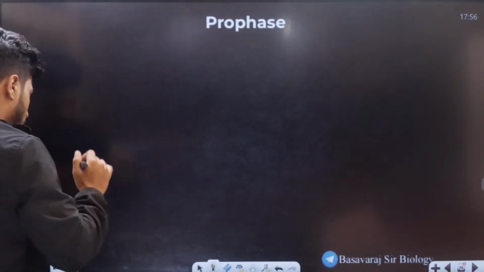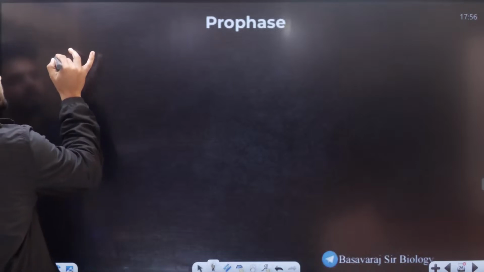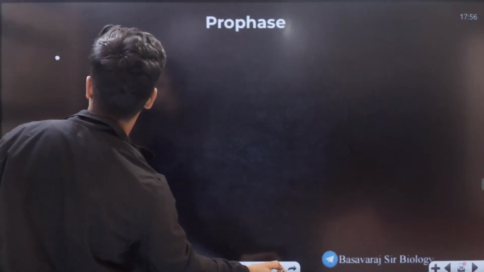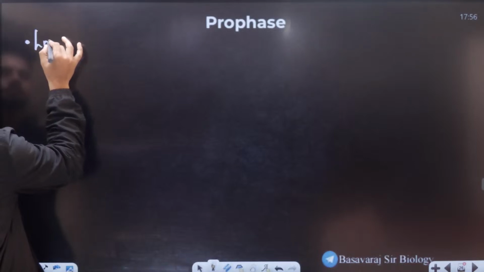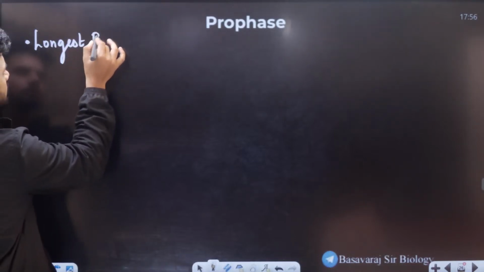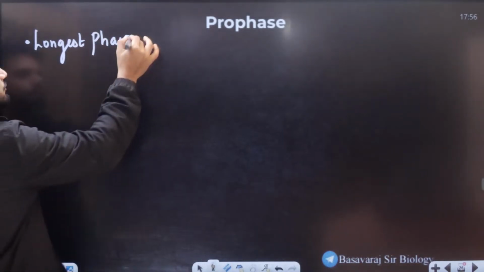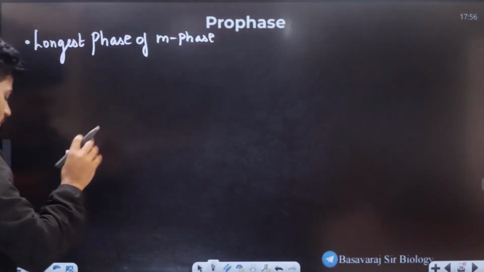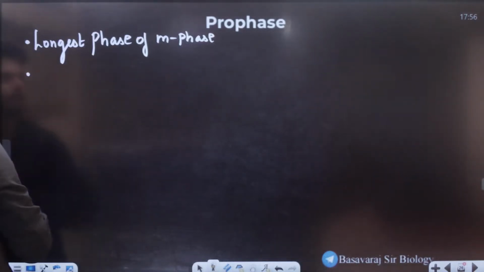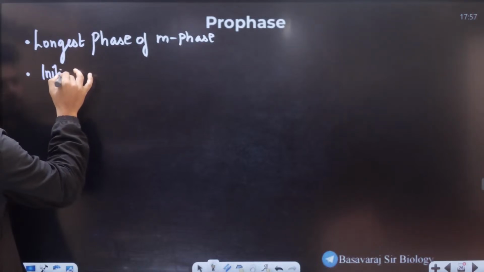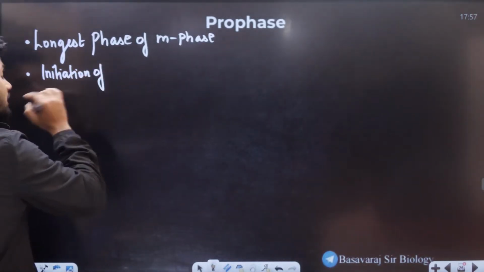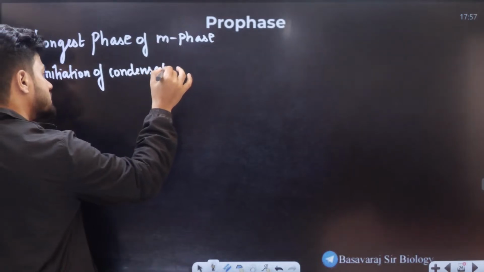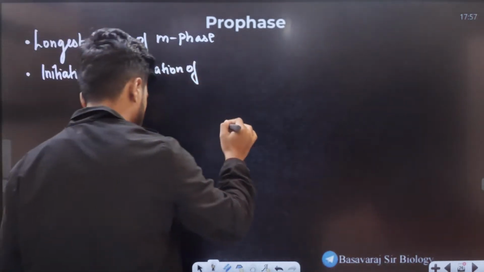Now, what exactly happens in the case of prophase? Understand. First of all, prophase is the longest phase of the M phase. Now what happens here? There is initiation of condensation of chromosomal material.